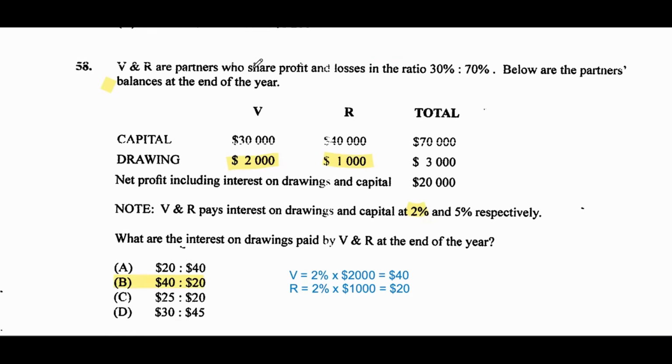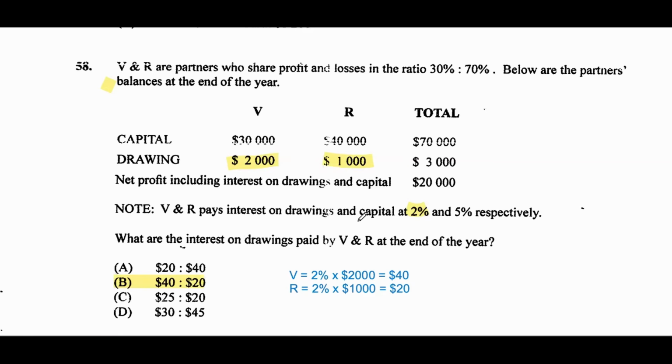There we go. Question 58. V and R are partners who share profits and losses in a ratio of 30 to 70% below the partners' balances at the end of the year. They give us their capital, they give us their drawings, this gave us a net profit including interest on drawings and capital $20,000. Note, VNR pays interest on drawings and capital at 2% and 5% respectively. What are the interest on drawings paid by VNR at the end of the year?